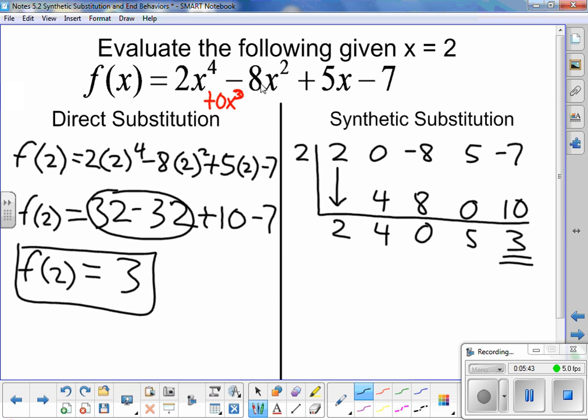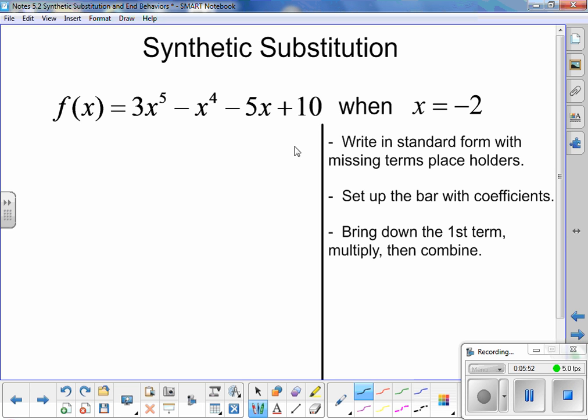I'll show you guys on Monday how this came about, like why synthetic substitution works. It has to do with a method called nesting. But yeah, I'll show you that later. So let's go ahead and try that with this one.